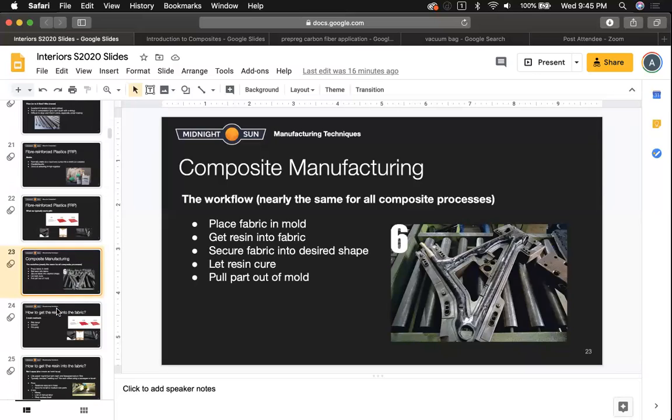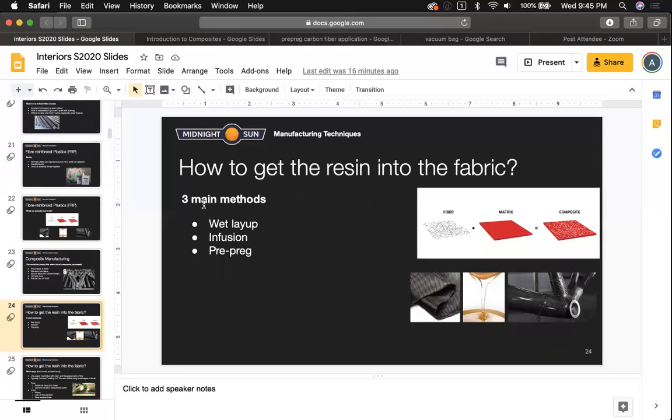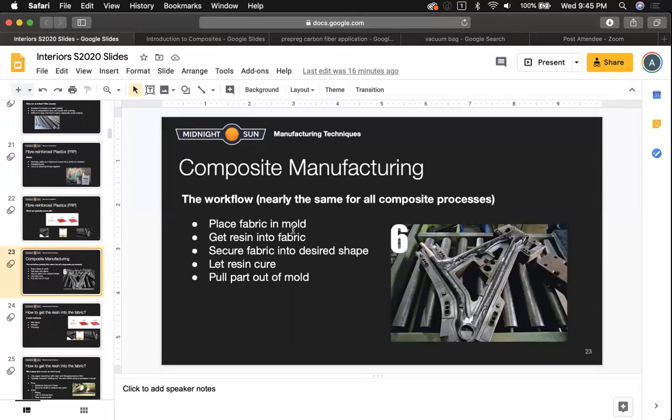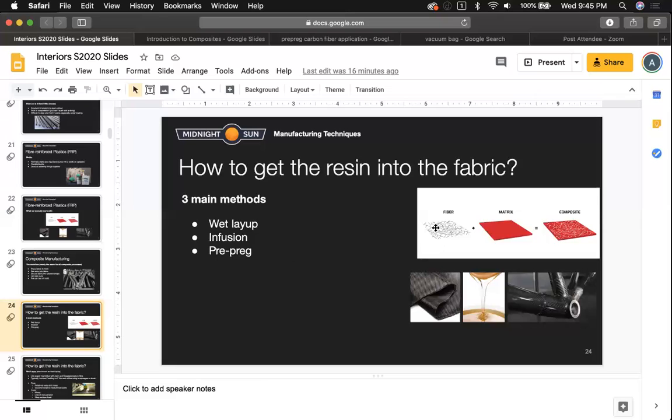So I'm going to cover the three main ways you typically see to get the resin into the fabric. Looking again at the different steps, placing the fabric in the mold is about the same regardless of how you do it. Either you automate it with a robot, or you're doing it by hand, but either way you're getting fabric, sticking it in the mold and aligning it in the direction you want. So you either do that through a wet layup, through infusion, or through pre-preg. I'll talk about what those mean, but all three methods are essentially different ways to get the resin into the fabric.